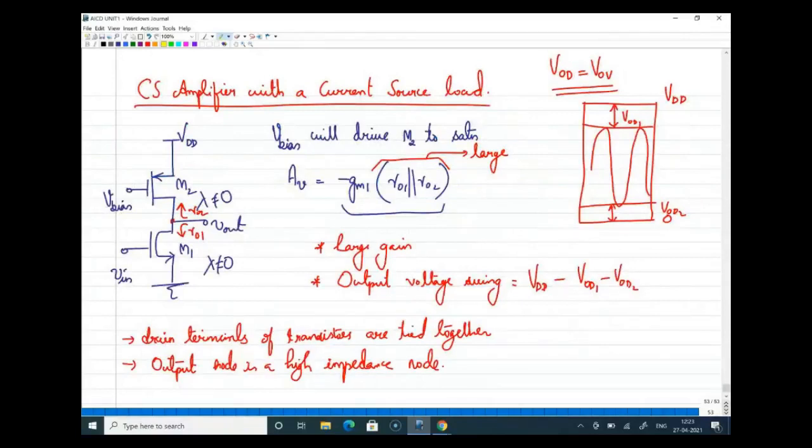As Bhavya told, gain is low, but the very first answer should be that it cannot act as a current source. If you have further questions, you can ask.